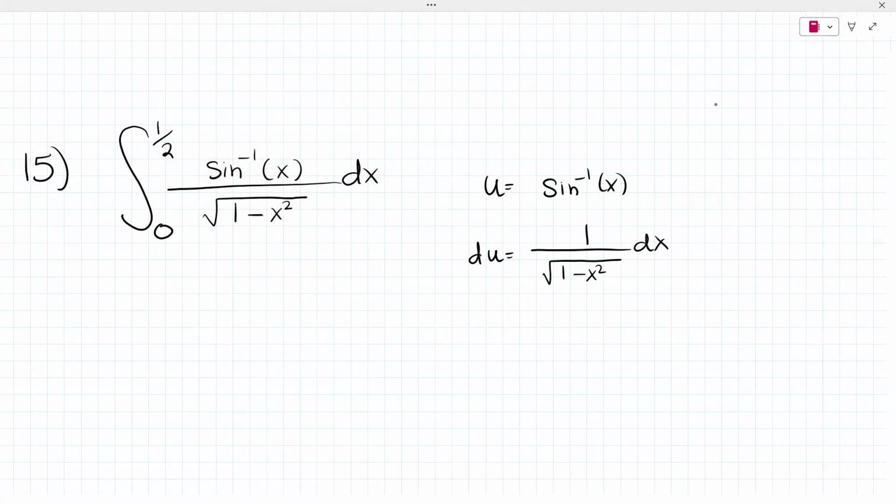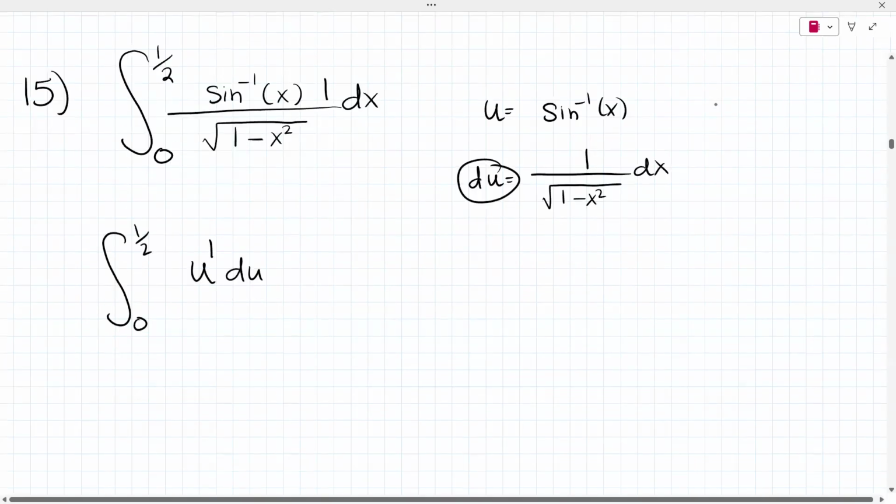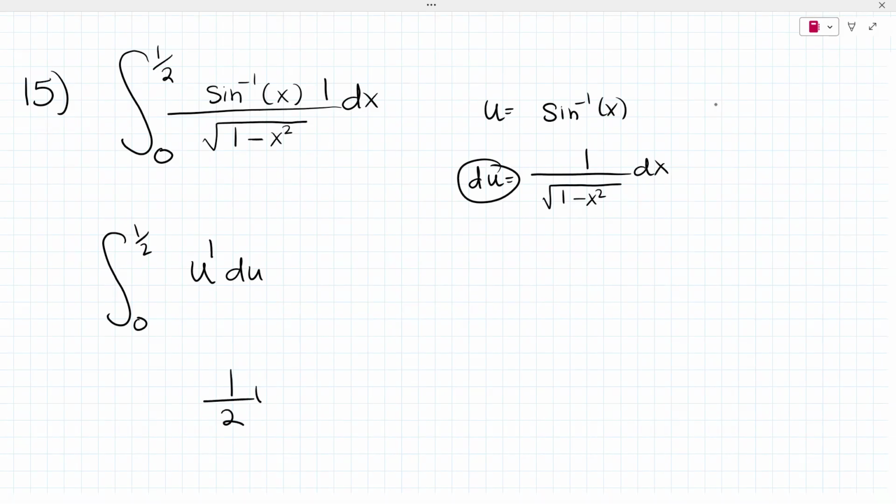Okay, so this is going to be 0 to 1/2, and then you can replace the sin inverse with u, and then this is like an invisible one. You can replace this 1 over square root of 1 minus x squared dx with du. Now this is pretty simple. What's the integration of u? Well, this has a power 1, so it's going to be 1/2 u squared.